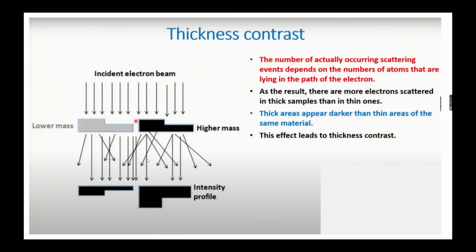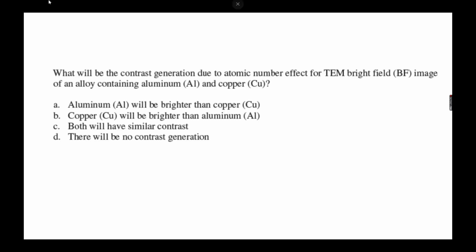The second thing is similar: thickness contrast. It is also related to the difference in the scattering of the incident electron beam by varying the thickness of the specimen. So you will also get two different kinds of contrast by varying the mass. Okay, so the answer will be all of the above. By changing the mass, the thickness, the amplitude and phase, you will get the contrast difference in your TEM.